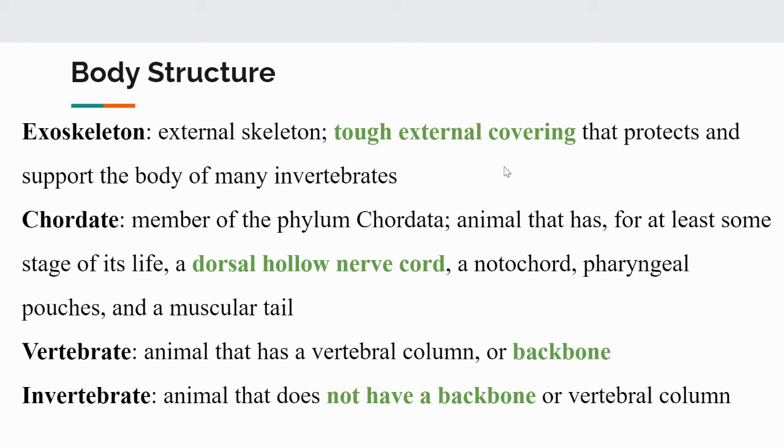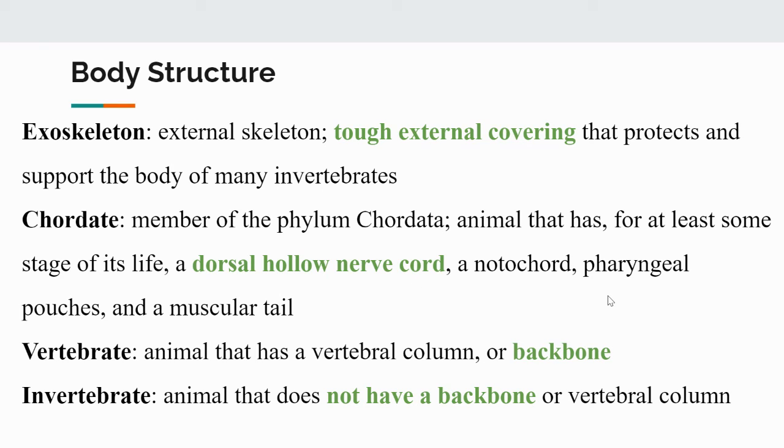All right, body structure here. Four words to know. An exoskeleton. Exoskeleton is an external skeleton or a tough outer covering that protects and supports the body of many of our invertebrate animals. Chordate. Chordate is going to be in the phylum Chordata, and that's an animal that at least in one stage of its life has a dorsal hollow nerve cord. And what does that mean? Dorsal means on the back, hollow means it's not filled all the way through, and it's a nerve cord. So chordates have a nerve cord running on their back.